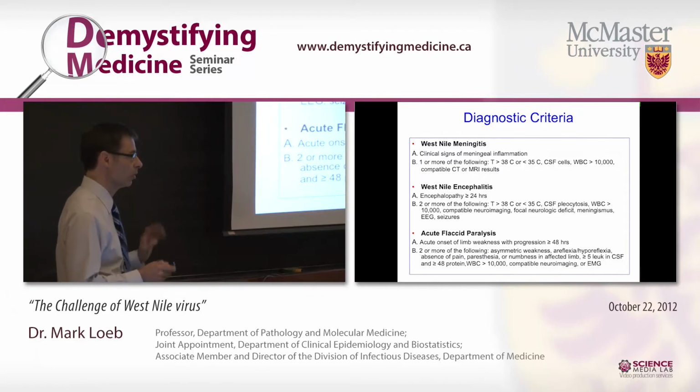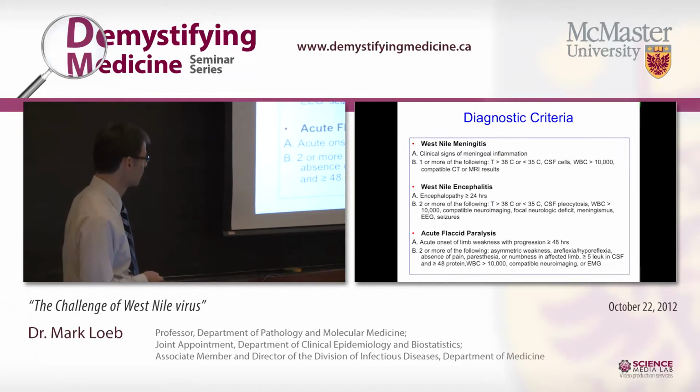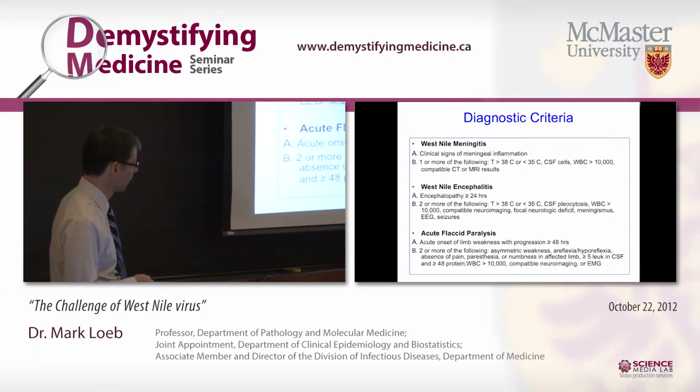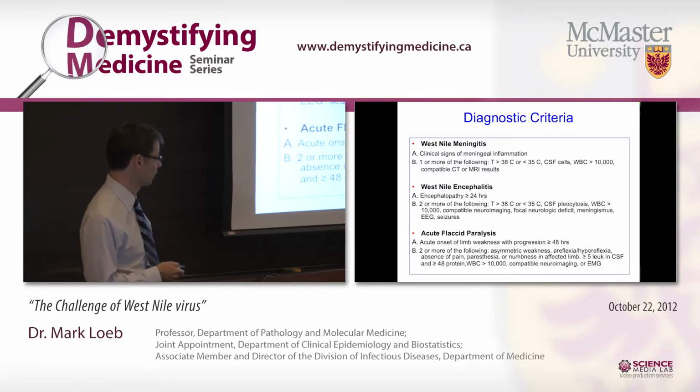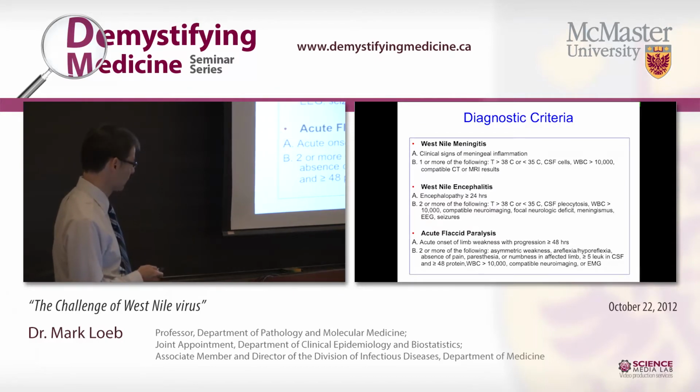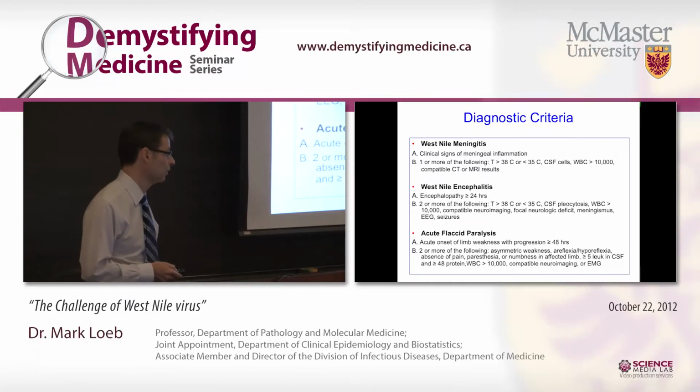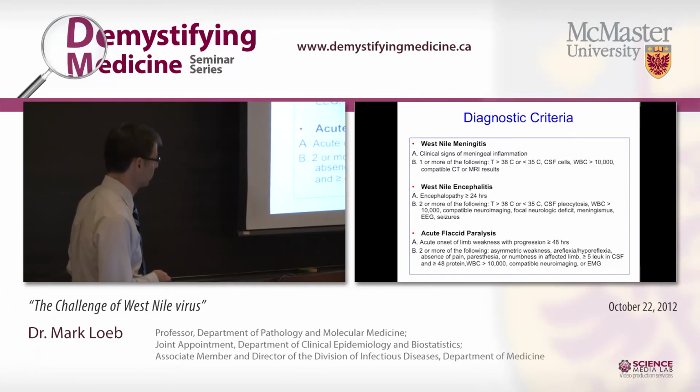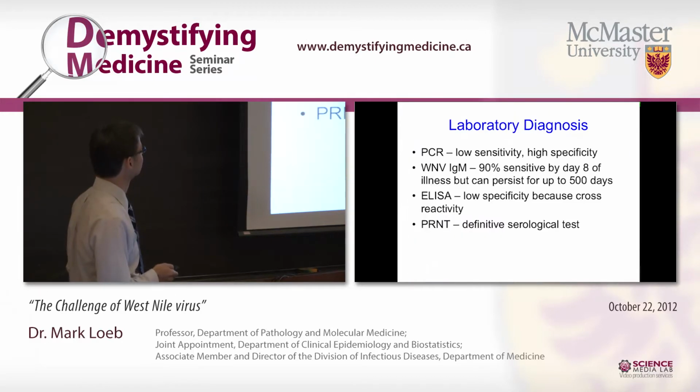Again, it's a pure polio-like syndrome with progression for over 48 hours. They might have two or more of the following: asymmetric weakness, areflexia, absence of pain, paresthesia, numbness. They might have cells in the CSF, elevated protein, high peripheral white count, and imaging, that is MR or CT scan, and also EMG findings that are compatible with destruction of lower motor neuron or damage to an anterior horn cell. In terms of lab diagnosis, PCR is generally a good test.